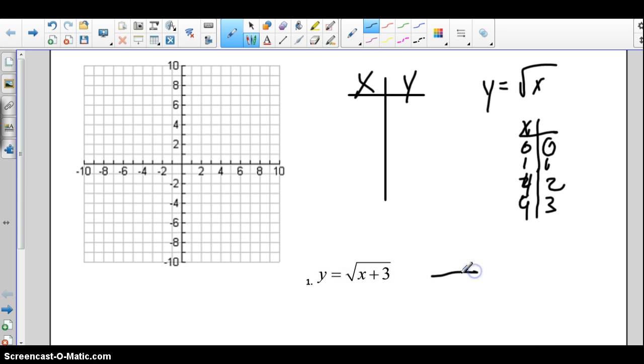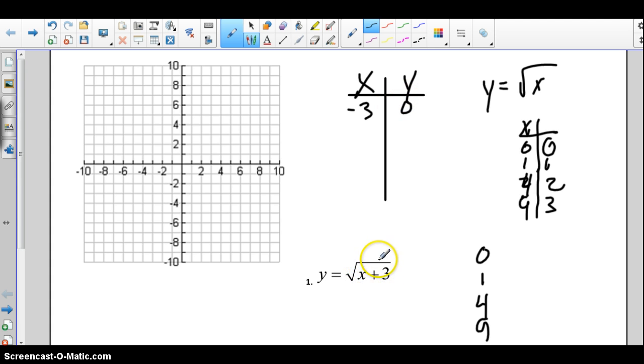For example, if we had a little t-chart here up top, and we were to think about what can I plug in for x here that would create one of the perfect squares, 0, 1, 4, and 9, because we know how to simplify those relatively quickly. So the question is, what plus 3 equals 0? Well, how about negative 3? Negative 3 plus 3 is 0. Square root of 0 is 0.